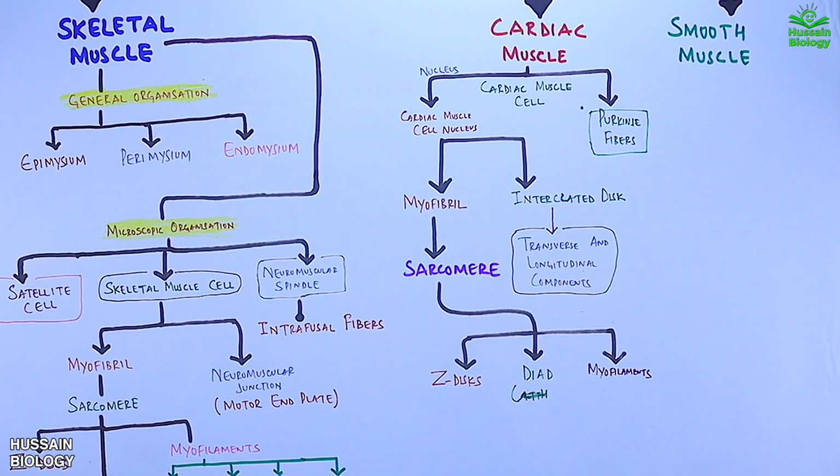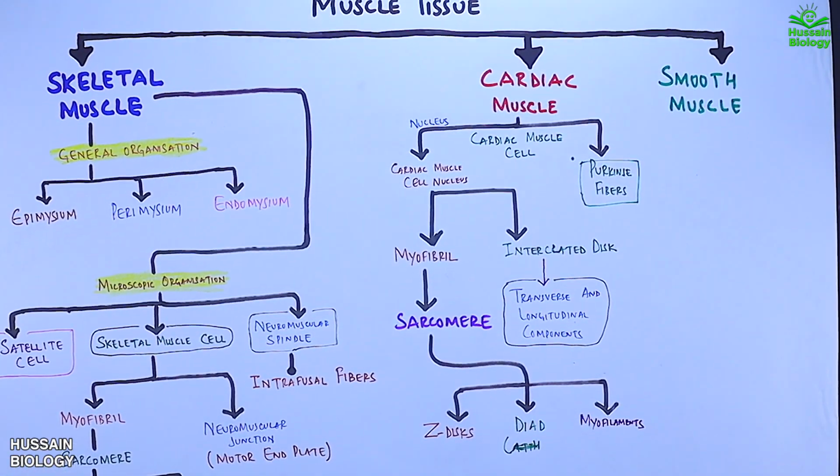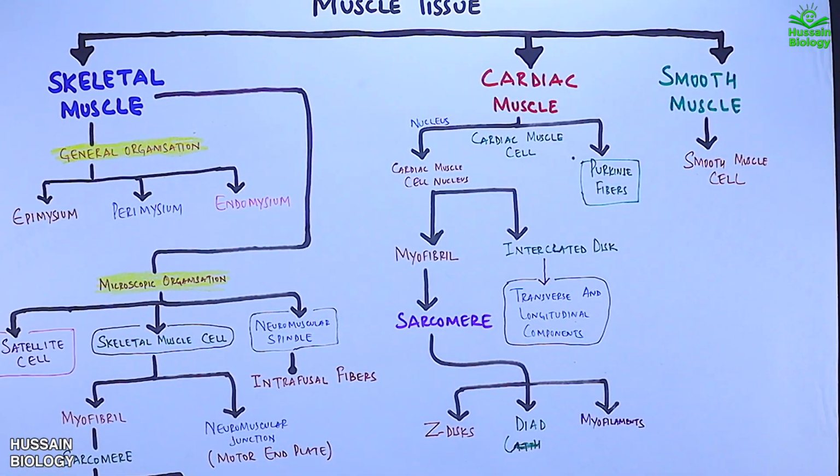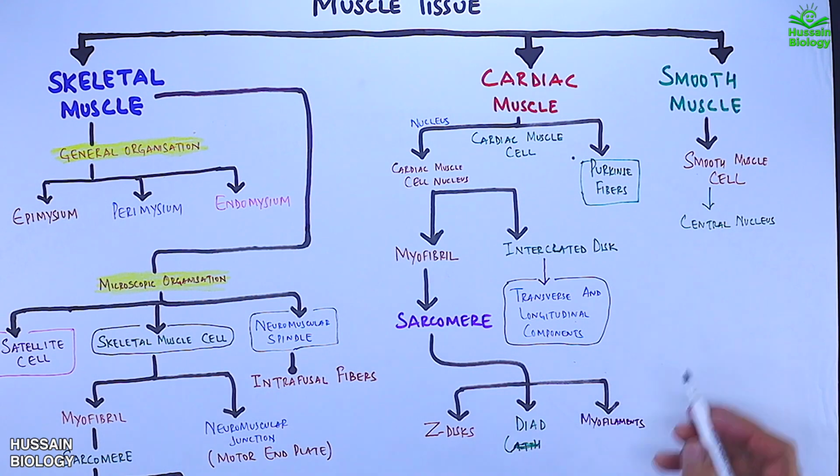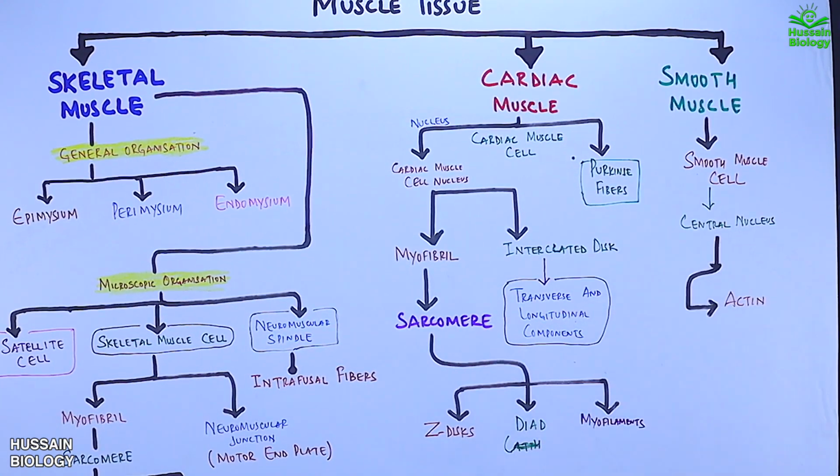And finally, we have the last muscle, that is the smooth muscle, which is non-striated tissue because it has no sarcomeres and therefore no striations. It simply has a central nucleus, and we also can see myofilaments in the form of actin, intermediate filaments, and myosin. So this is all about the structural organization of all the three muscles.